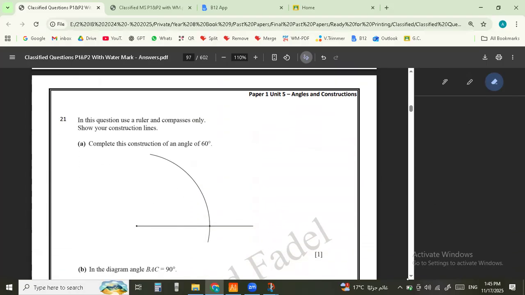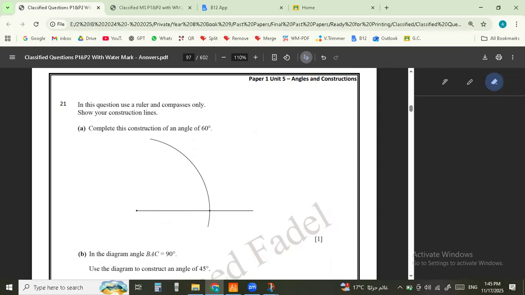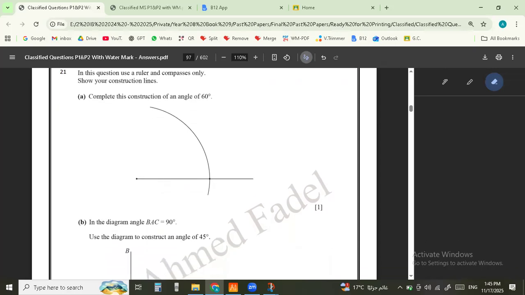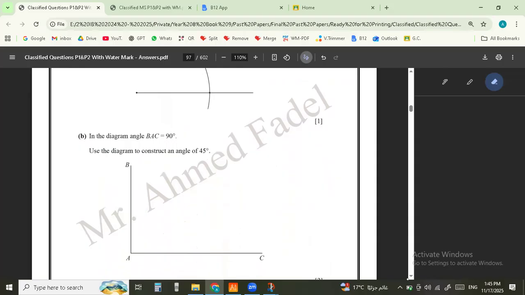In this question, use a ruler and compasses only. Show your construction lines. Complete this construction of an angle of 60 degrees. There is a video to show you how to draw that in the constructions lesson. In the diagram, angle BAC is 90 degrees. Use the diagram to construct an angle of 45. There is also another video on how to bisect. Use the video of bisecting.